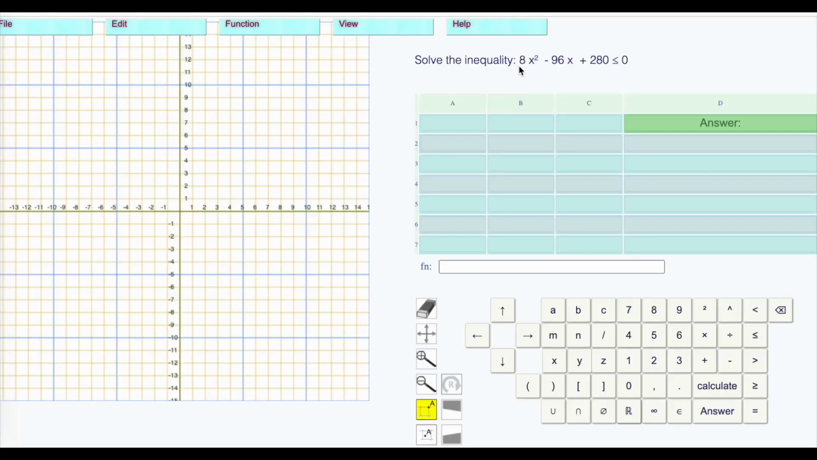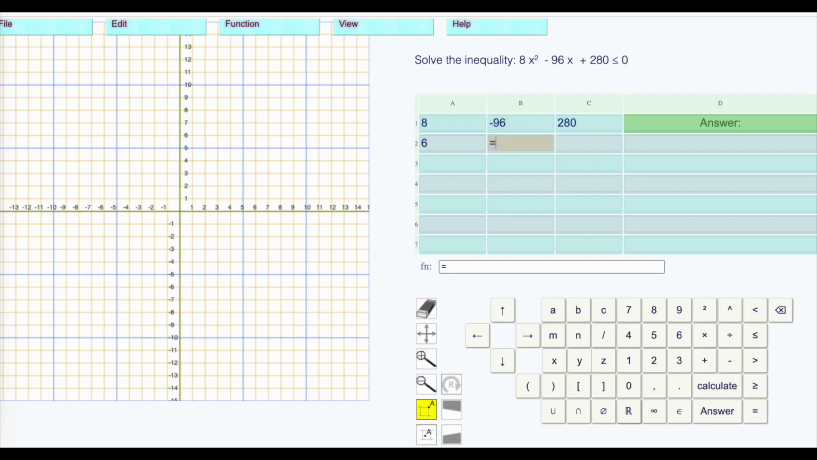Question 11. Solve the inequality 8x squared minus 96x plus 280. I want to get the h and k. I'm going to use the formula negative b over 2a. The a is 8, the b is negative 96, and the c is 280. The h is negative b divided by 2a, which is 6.